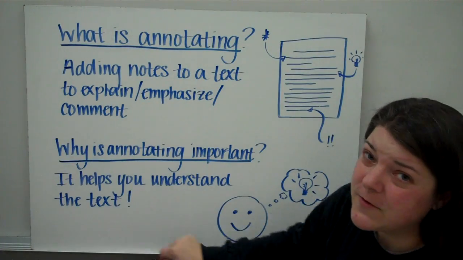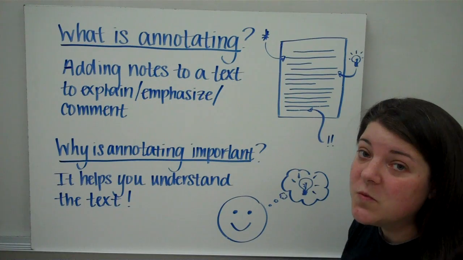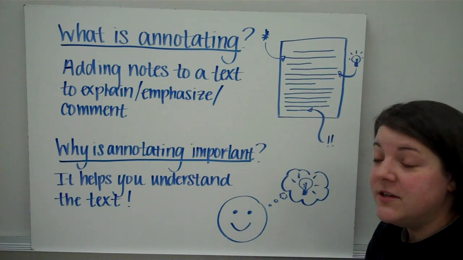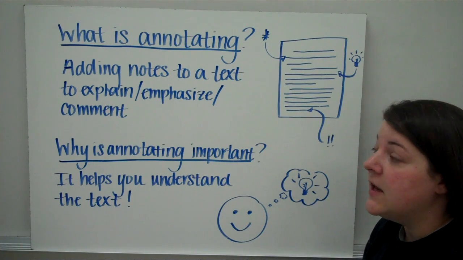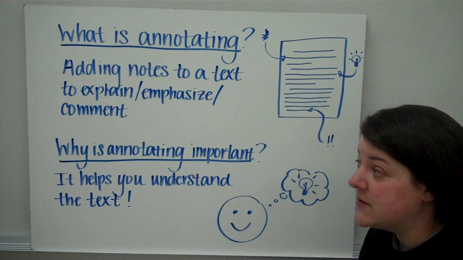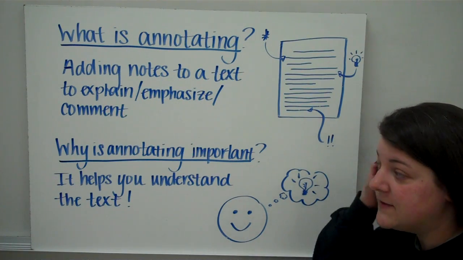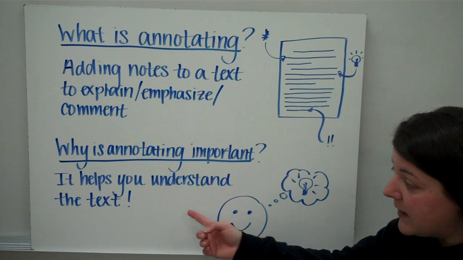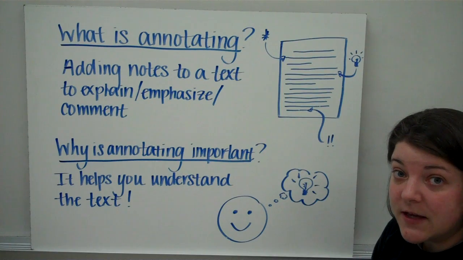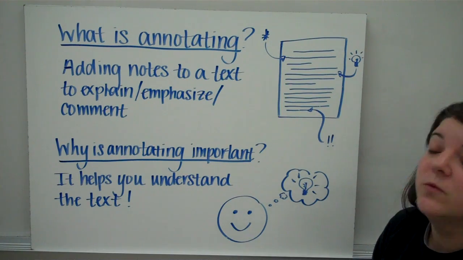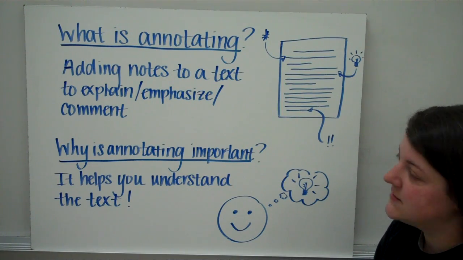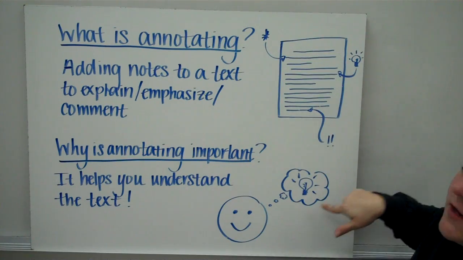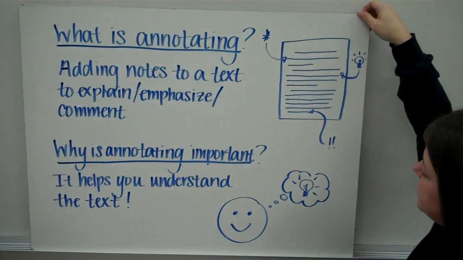So the first question you might have is, what is annotating? Annotating is when you add notes to a text in order to explain, emphasize, or comment on that text. So why is annotating important? It's one of the things that you use in order to help you understand the text. So, of course, you see our little notes, and you understanding.